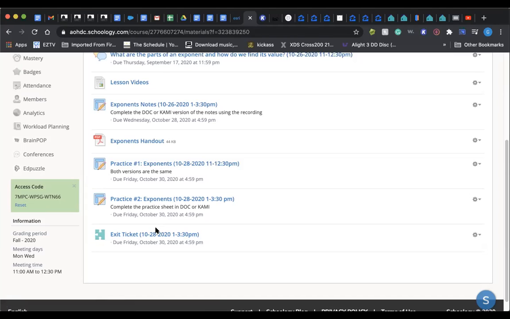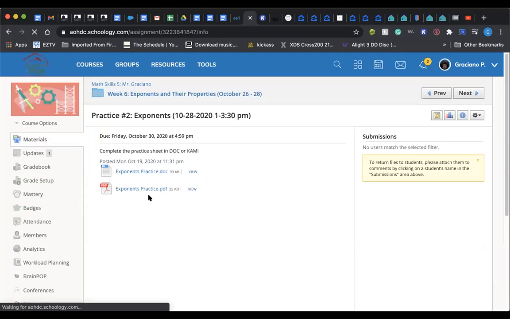What we're gonna go over is practice number 2 to help save you guys time. That way you can just submit it as soon as we're done, and then you don't have to worry about things for the rest of the day. So we're gonna go over practice number 2, and if we have time, we will go back to practice 1. So practice 2 is what I'm gonna open up.